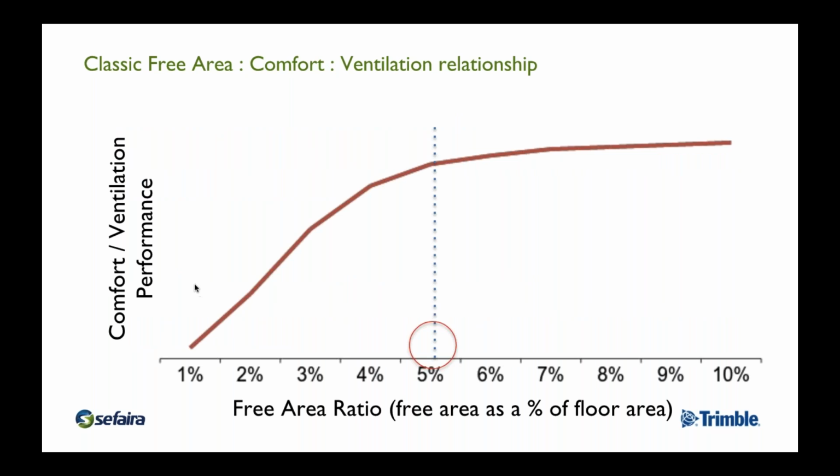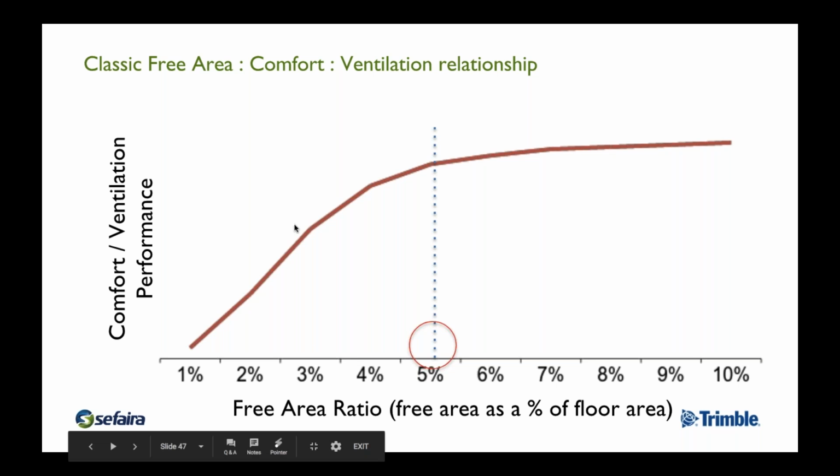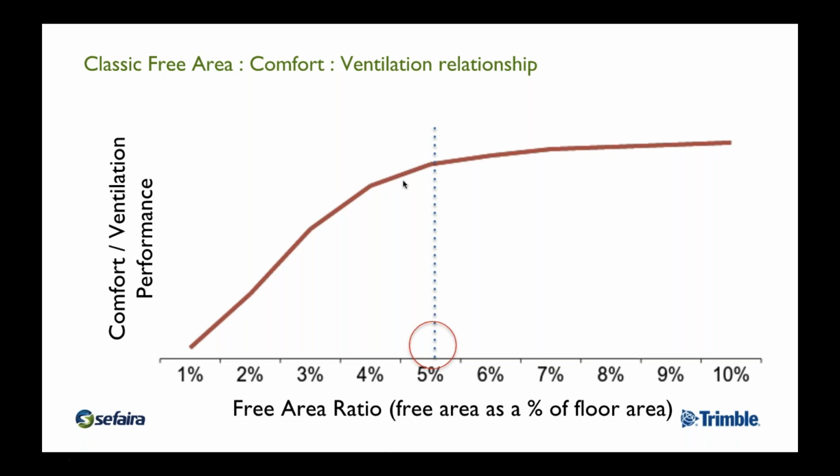There's an observed free area comfort relationship, where as free area gets to about 5% of the floor area, comfort and ventilation performance increases, and then at about 5%, there is no further observed improvement in comfort with further increases in free area.